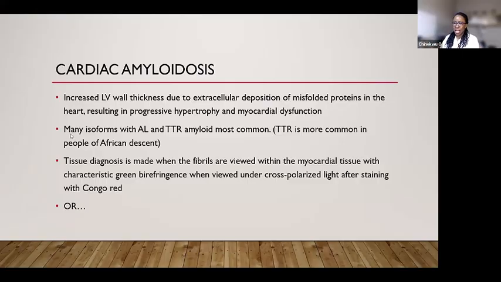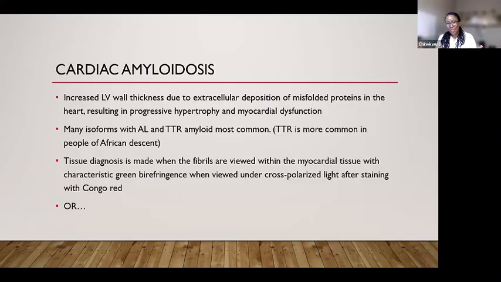There's about 40 known amyloid proteins. Generally, AL and TTR are the most common ones known to cause cardiac disease, myocardial disease. TTR is, however, quite common in patients of African descent. And traditionally, you can make the diagnosis when you get tissue from affected organs. And then, a typical histology question in medical school where you put it under Congo red, put it under the microscope, prepare the tissue, apply Congo red staining, and you should see that apple green birefringence.